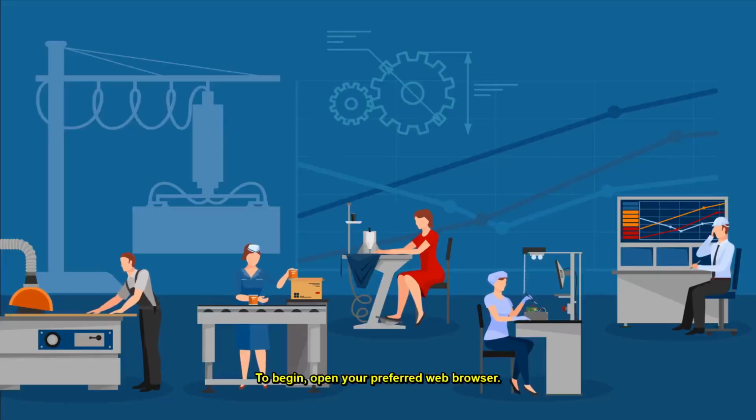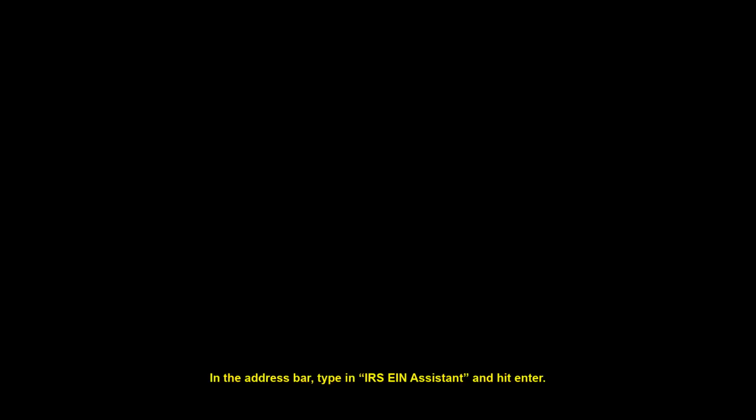To begin, open your preferred web browser. In the address bar, type in IRS EIN Assistant and hit enter. Locate the official IRS website link for the EIN Assistant. Click on the link to access the EIN Assistant homepage.